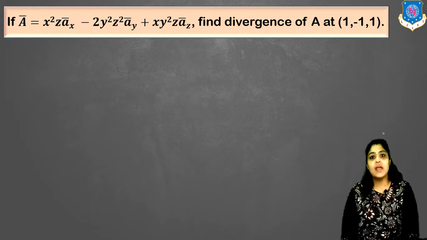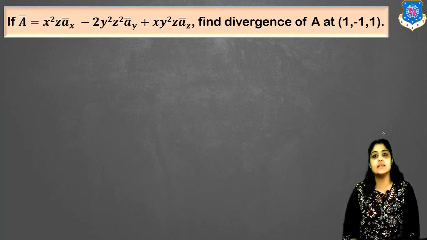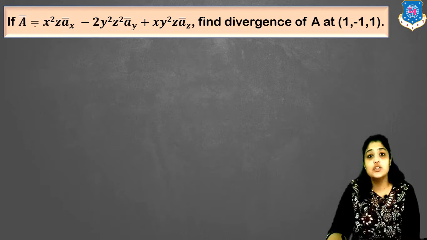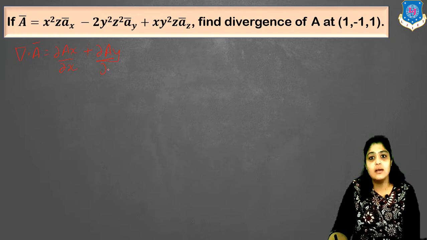We have been given vector A as x²z a_x minus 2y²z² a_y plus xy²z a_z. We have to find the divergence of this vector at the point (1, minus 1, 1). Let's start. So we know that the divergence of a vector is given as ∂A_x/∂x plus ∂A_y/∂y plus ∂A_z/∂z.